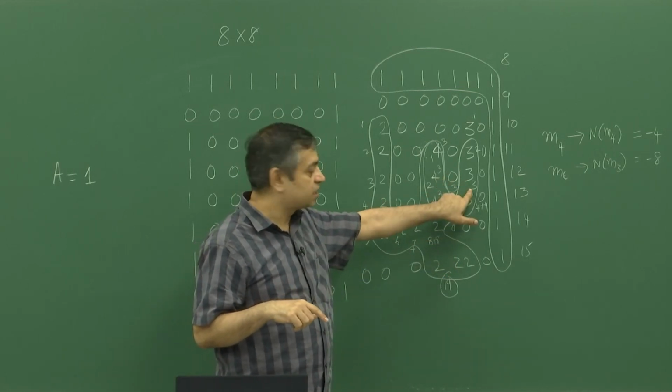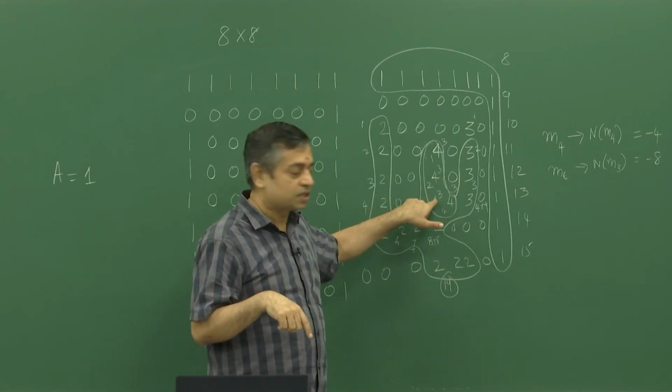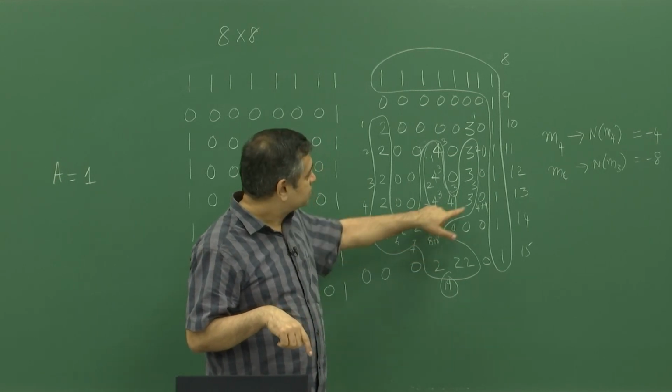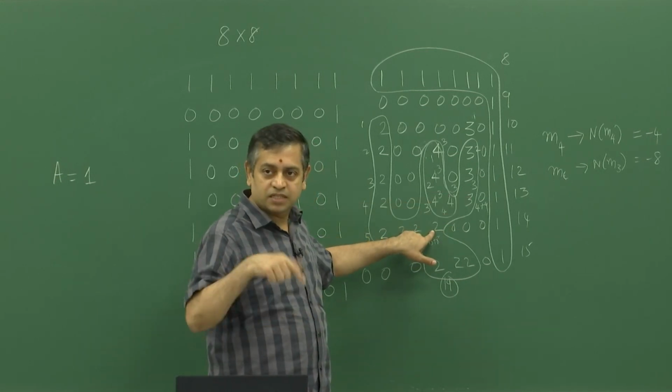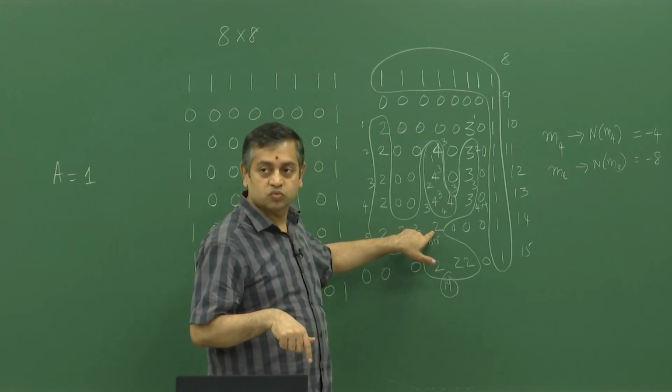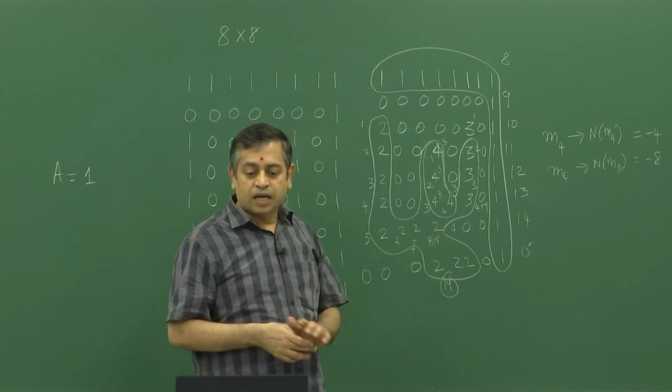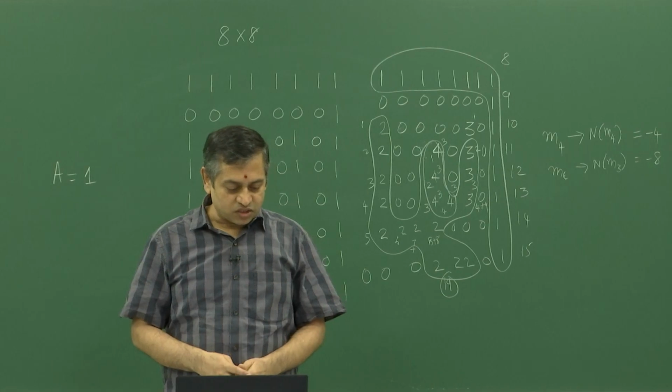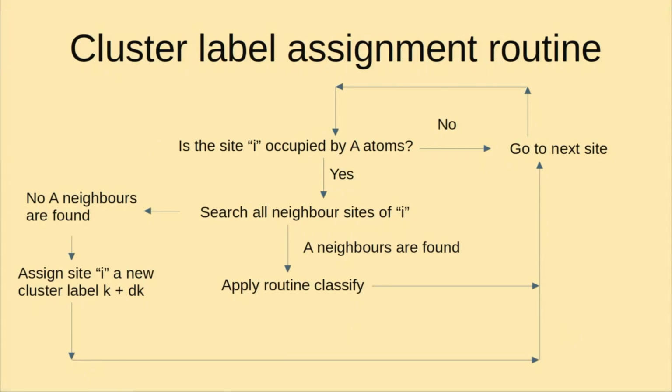At this point we decided to use 3 because that was the smallest number. Then later you see that 3 itself is not the smallest number, 2 is the smallest number, so it becomes 2. Okay. So, apply routine classify. Assign site I a new cluster label k plus dk, and dk was 1 in our case.